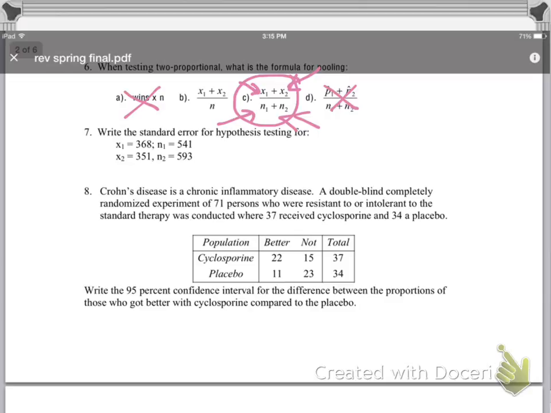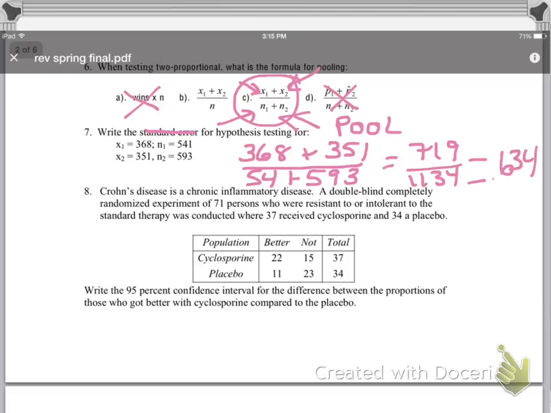Okay, now 7, I wanted you to find the standard error, and that's just too much work. So on the final, I'm going to ask you to pool. All right, so that would be 368, because that's the success of 1, plus 351, which is the success of 2, divided by 541 plus 593. Okay, so I'm going to go to my calculator and find out what this answer is. Okay, so what I got was 719 divided by 1134, which equals 0.634. So I would go to 2 decimal places, so 0.63.